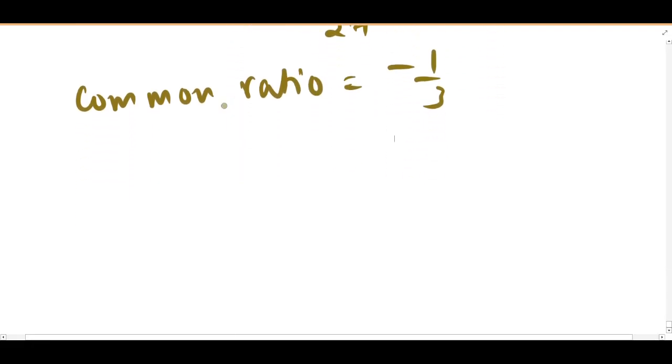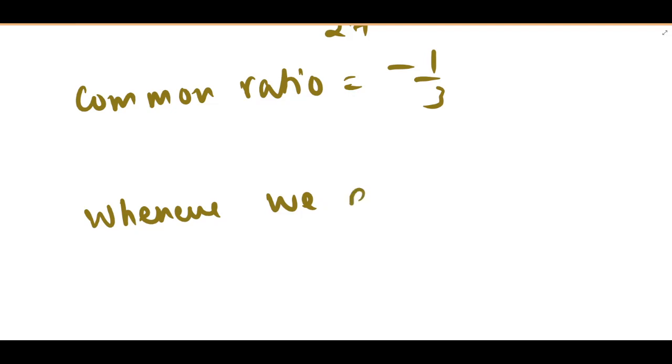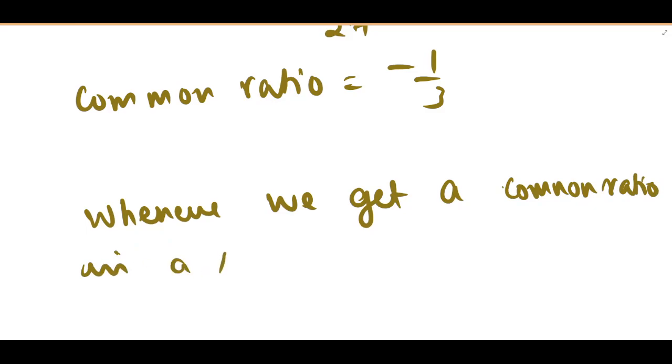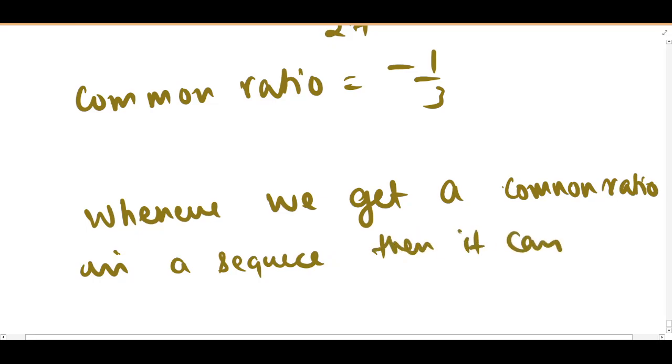Whenever in a sequence we get a common ratio, then it can be considered as a geometric progression.